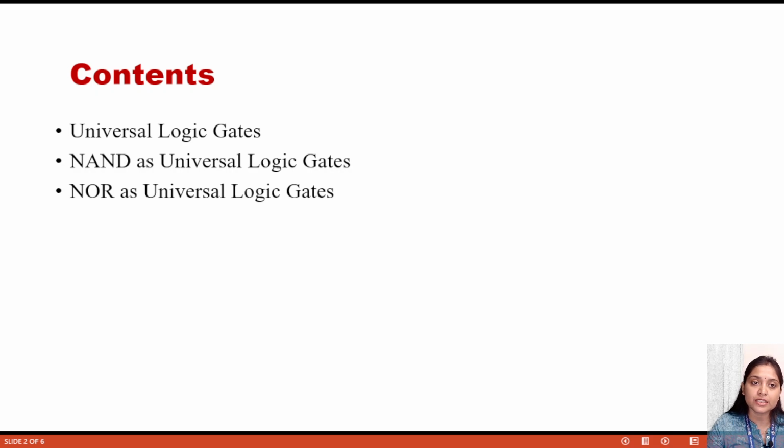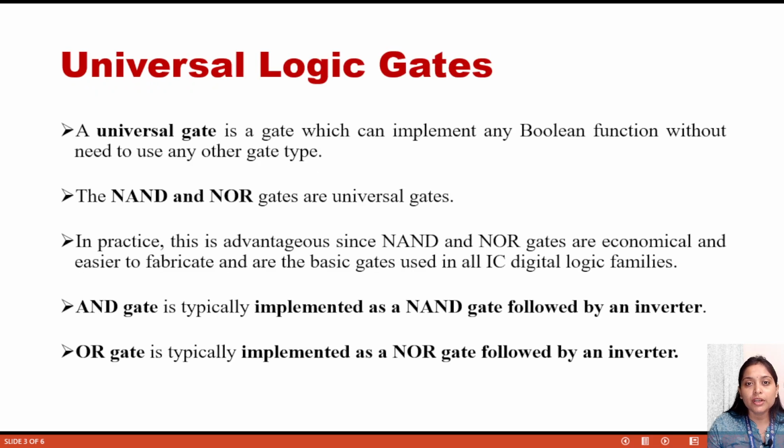give a lecture on what a universal logic gate is and why NAND and NOR gates act as universal logic gates. So starting with what is a universal logic gate. A universal logic gate is a gate which can implement any Boolean function without the need to use any other gate type. Okay. So basically here NAND and NOR gates are used as universal logic gates. Basically we can design any type of logic gate by using these NAND and NOR gates.